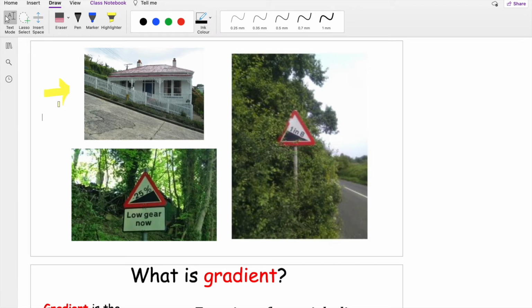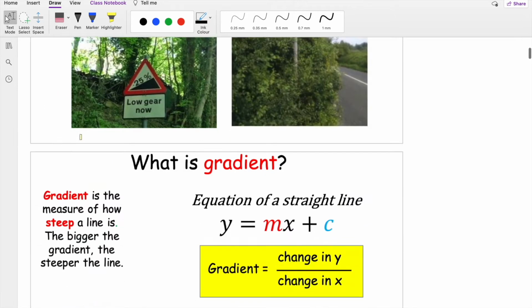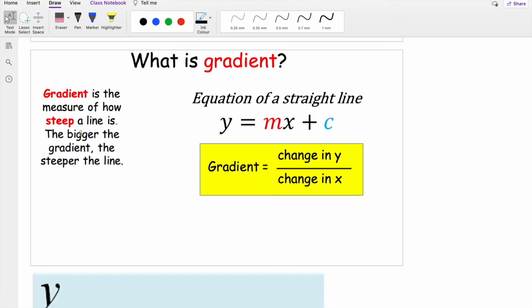And in more abstract terms, we can also talk about a straight line, and we would describe the steepness of that straight line on a graph by talking about its gradient. Okay, so you should already be familiar with the equation of a straight line. The equation of a straight line is given by y = mx + c, where m is the gradient of the straight line. We call it the coefficient of x.